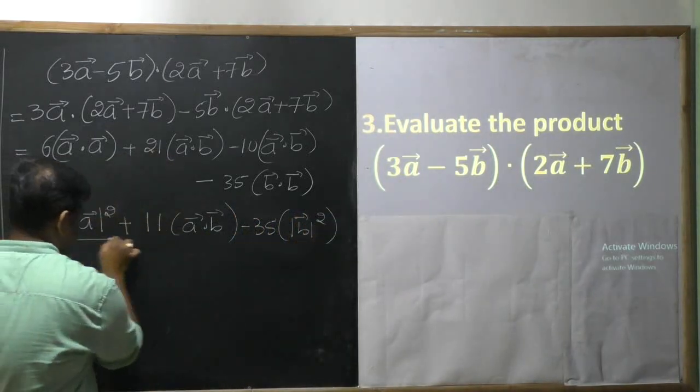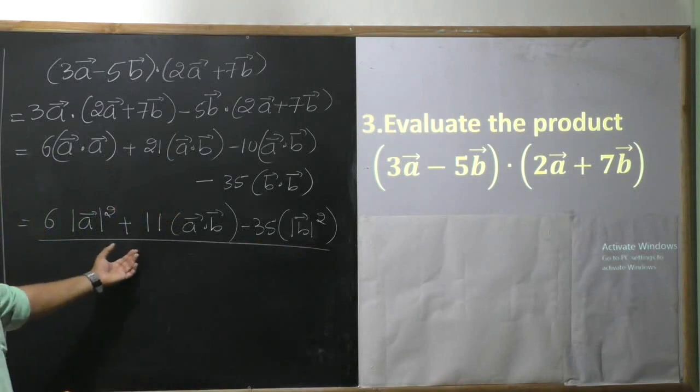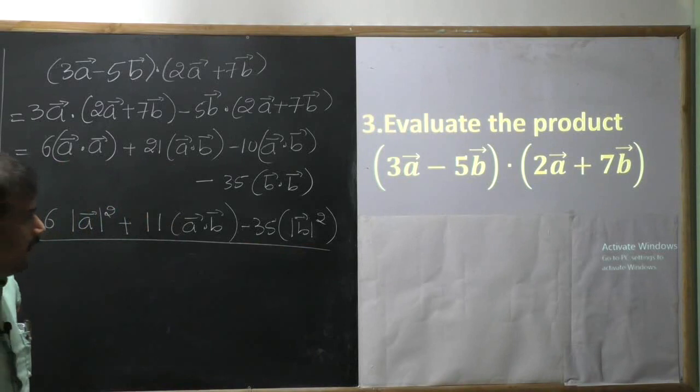This is the final answer of 3 into vector a minus 5 into vector b dot 2 into vector a plus 7 into vector b. Next question.